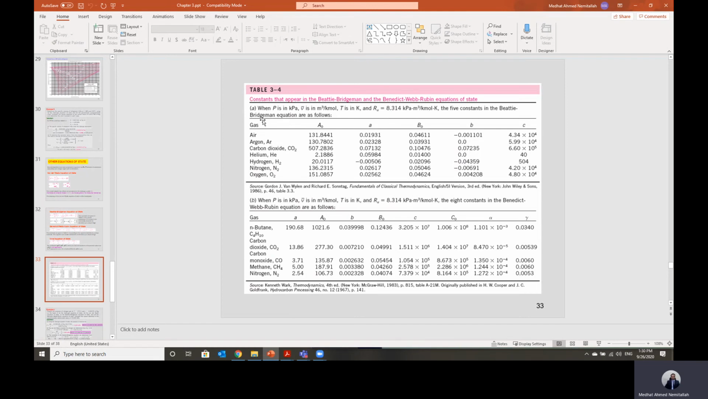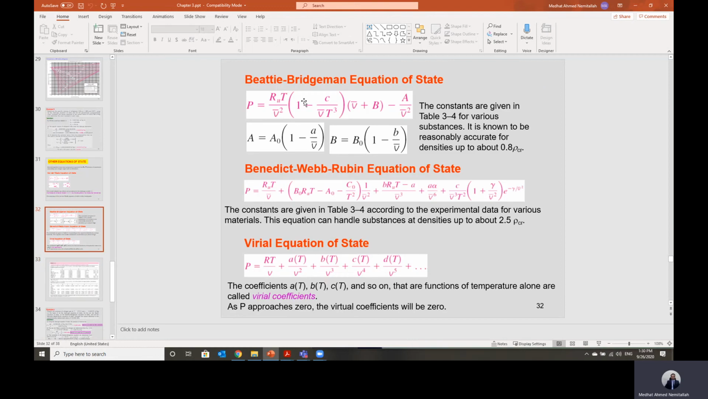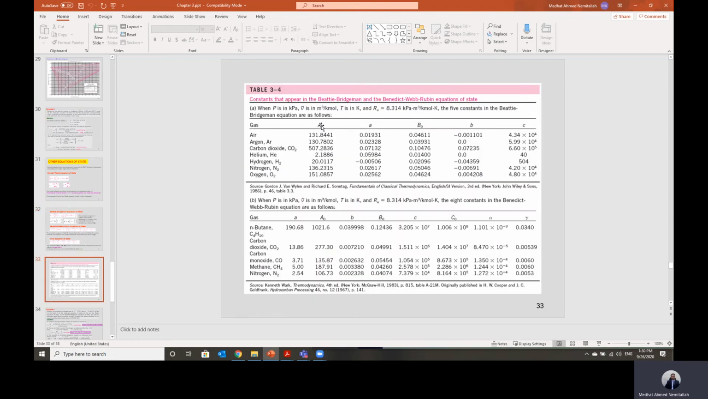So in table A34, for the Beattie-Bridgeman equation, you will find the constants A0, A small, B0, B small, and c given for different gases. So if the working fluid is air or argon, I will go to this table and read all of these constants, and then we can substitute in the equation. R universal here is given as 8.314. This is the universal gas constant. It is given also here.